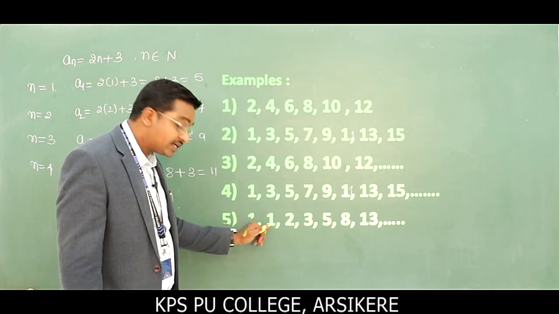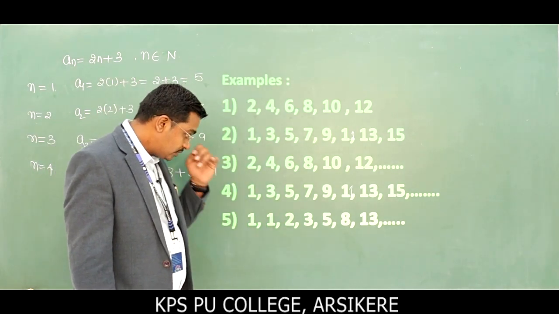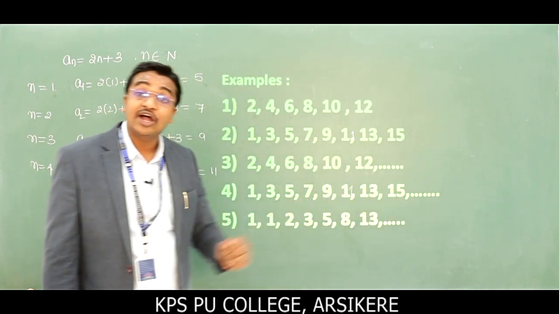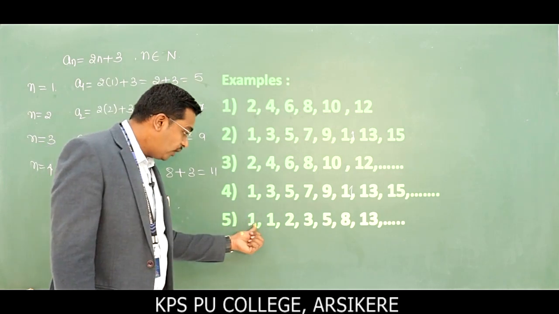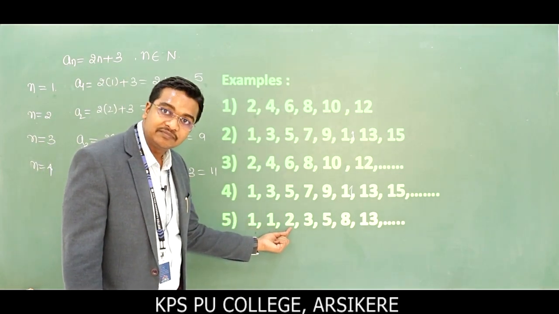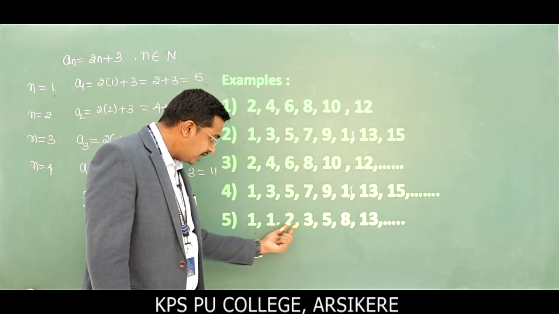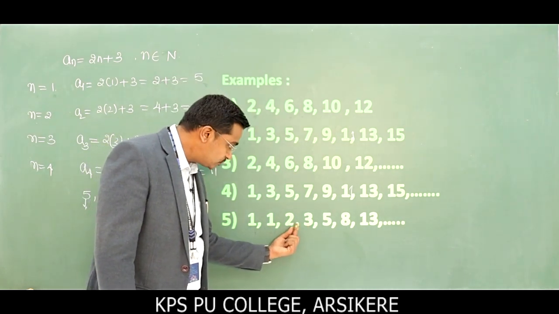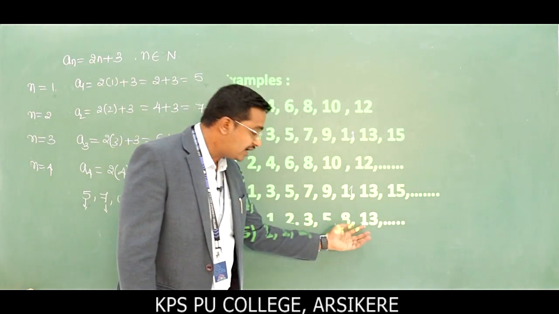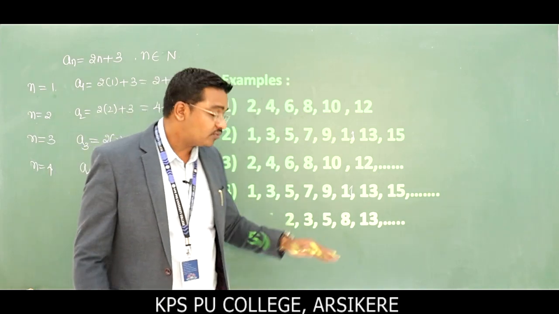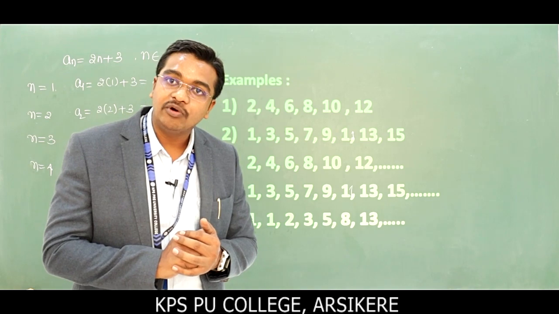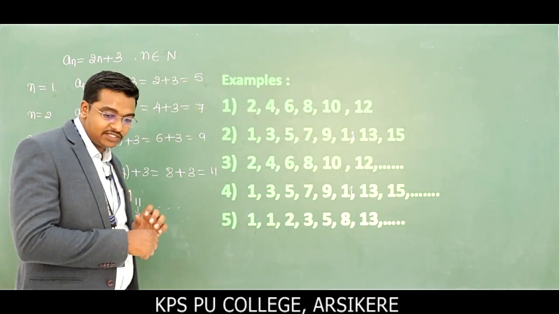1, second term is 1, third term is 2, fourth term is 3, 5, 8, 13 and it is continuous and so on. Observe, if I add these two terms, we obtain the next term. If I add the previous two terms, we get the next term. 3 plus 2, we get 5. 5 plus 3, we get 8. 8 plus 5, 13, and it is continuous. This sequence we call a Fibonacci sequence. This is a special sequence, the Fibonacci sequence.